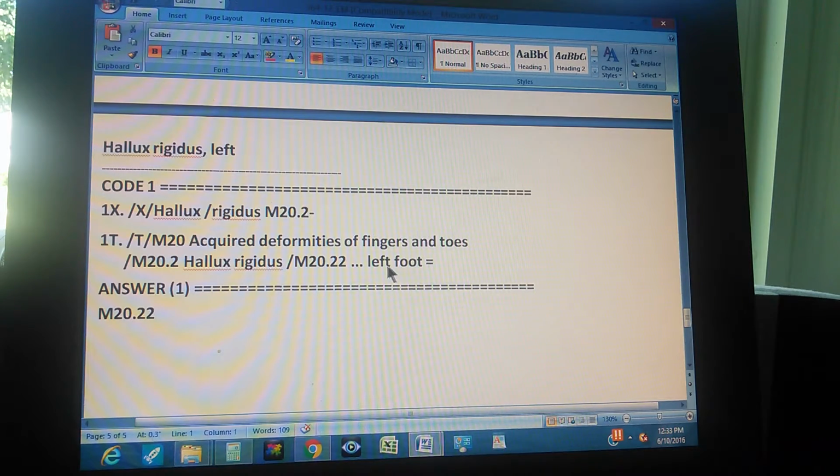The equal sign at the end means that we have double checked this code, and that's our code. So the answer is M20.22. And we think that this is a level 0 exercise because it's very easy. All you have to do is follow the steps one by one and you'll get to the answer.